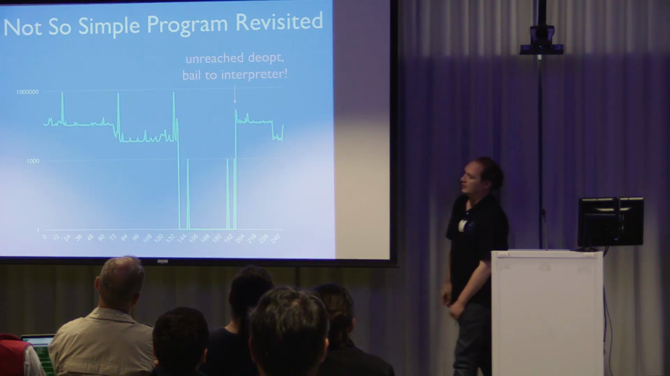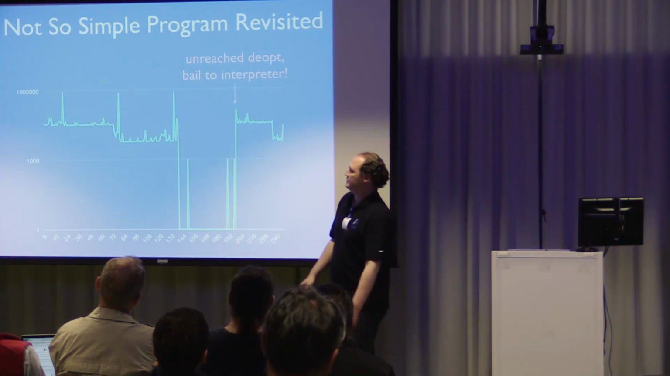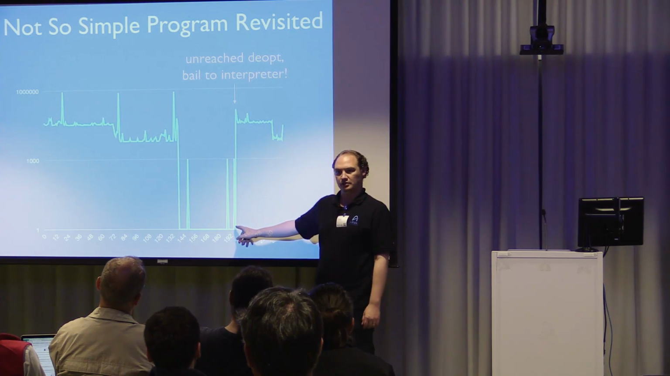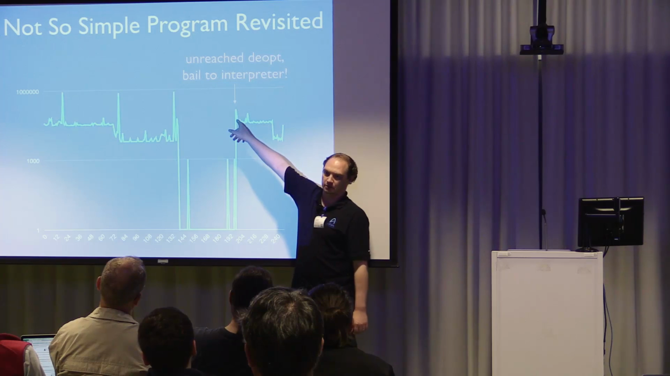All right? So now we know what happened in the not so simple program. We hit this point. That's when I switched my null. And we went back to the interpreter. We bailed.